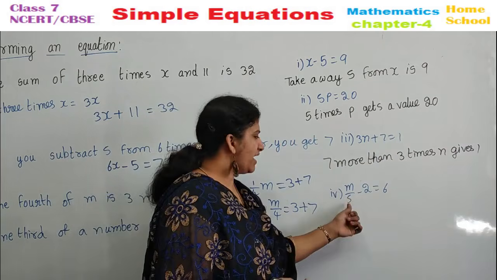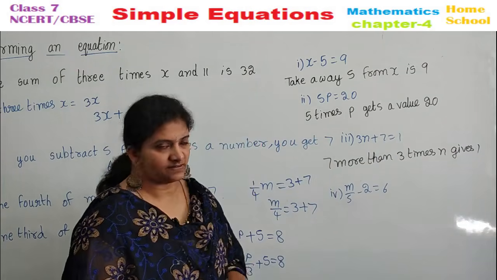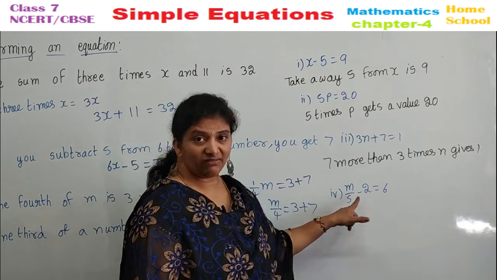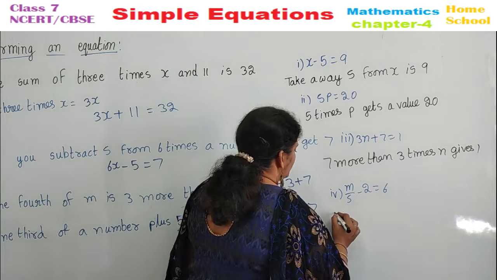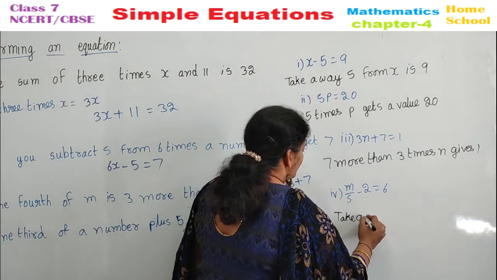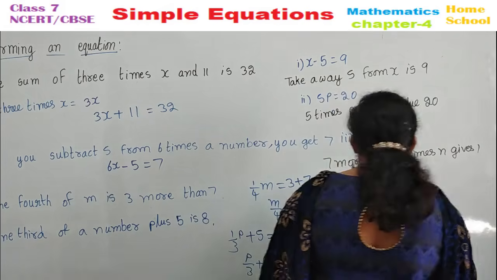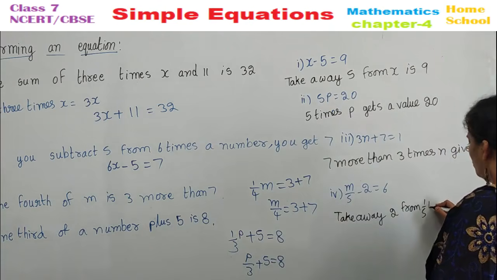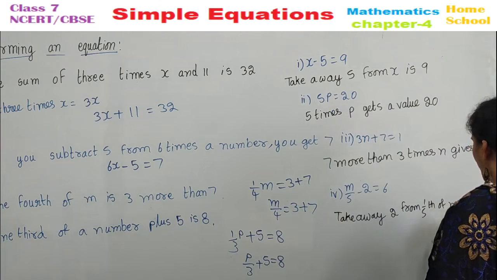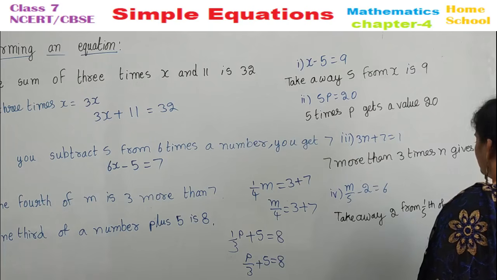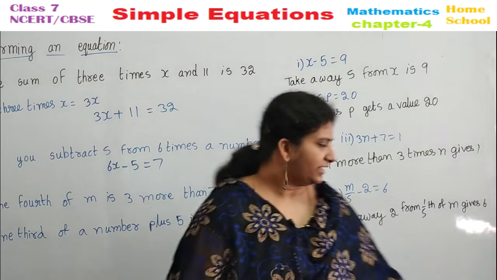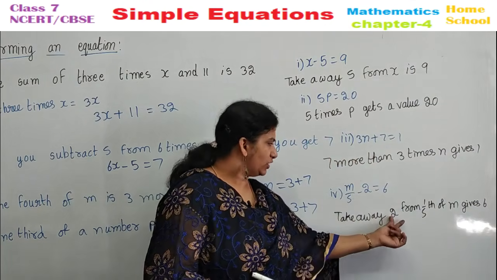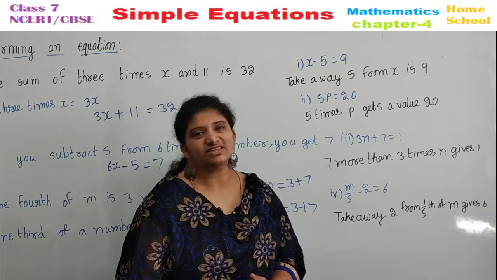Next one. m/5 minus 2 is equal to 6. m/5, how can you write 1/5 of m? How much is taken away? 2. Take away 2 from 1/5 of m gives you 6. Gives a value 6. Take away 2 means subtract 2. Take away 2 from 1/5 of m gives 6.